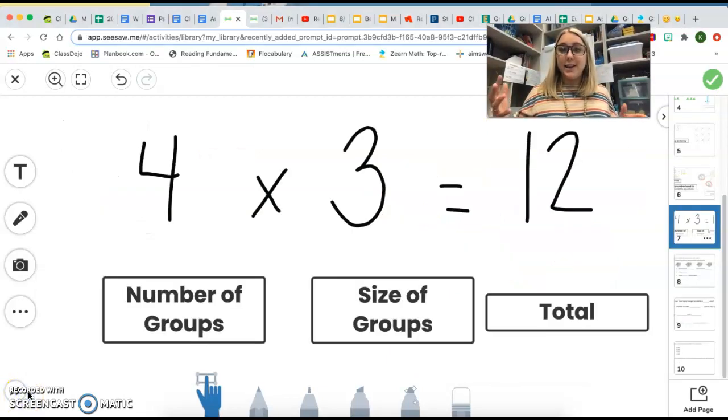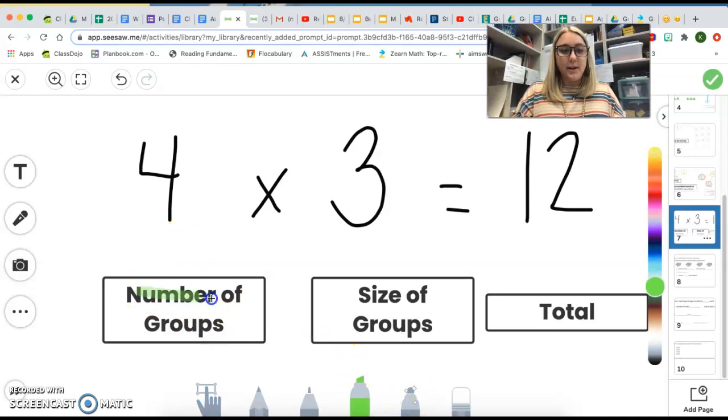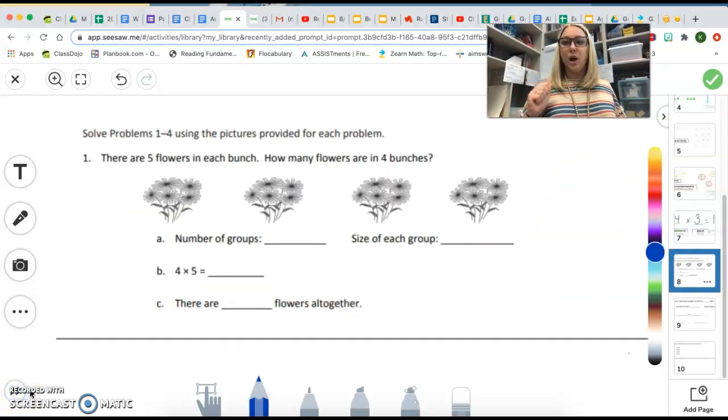So here is an analysis. This explains what we just did. We have 4, which is the number of groups. These are our factors. Remember, these are called factors. So 4 is our number of groups, okay? 3 is the size of the group, and then the total is 12. Okay, so now we're going to do some problems using what we just learned about factors and multiplication and equal groups and all of the things.